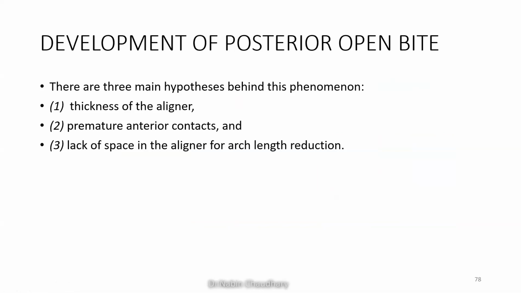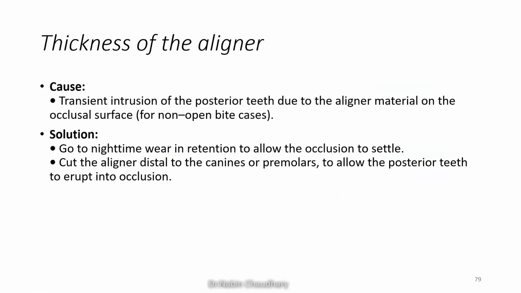And one of the main troubles that we can get in the clear aligner system is the development of posterior open bite, and there are three main hypotheses behind this phenomenon. These include the thickness of the aligner, premature anterior contact, and lack of space in the aligner for arch length reduction. So the first is the thickness of the aligner. The thickness of the aligner can result in transient intrusion of the posterior teeth due to the aligner material, and this can result in posterior open bite.